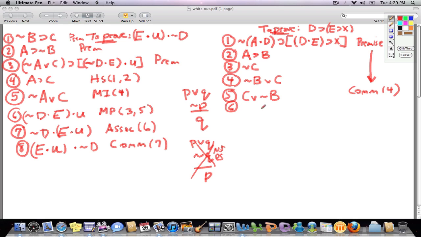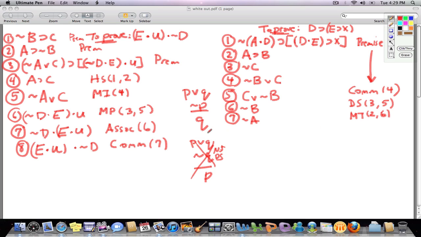All right. Proceeding at this point, we have our disjunctive syllogism giving us not B. That's DS, or disjunctive syllogism, lines 3 and 5. Okay. And then again, going forward, you might have noticed that we have basic modus tollens with lines 2 and 6 giving us not A. So we say that was lines 2 and 6.